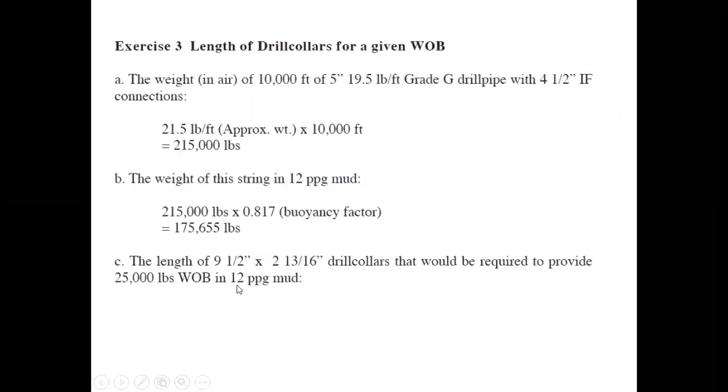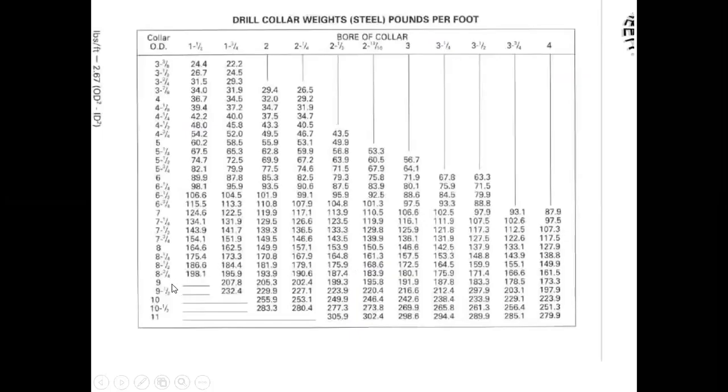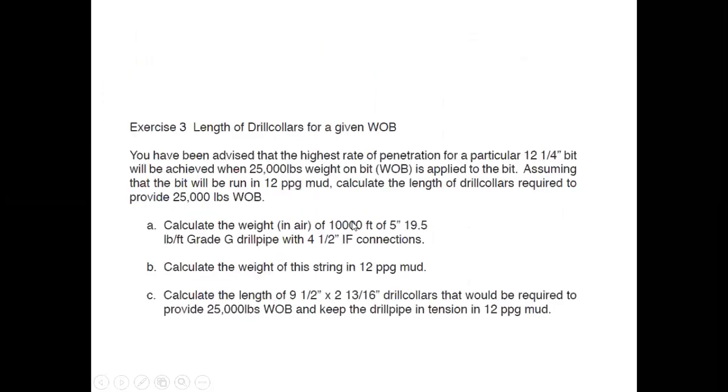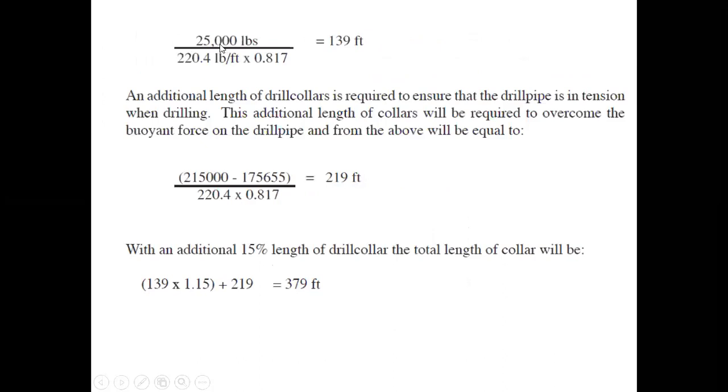So for that, based on this 9.5 by 2 13/16 drill collar, first we have to find the weight of this one drill collar. We use this table here, which is 9.5 by 2 13/16. The weight of the drill collar is 220.4. The total weight needed is 25,000, and 220.4 is the per foot weight.